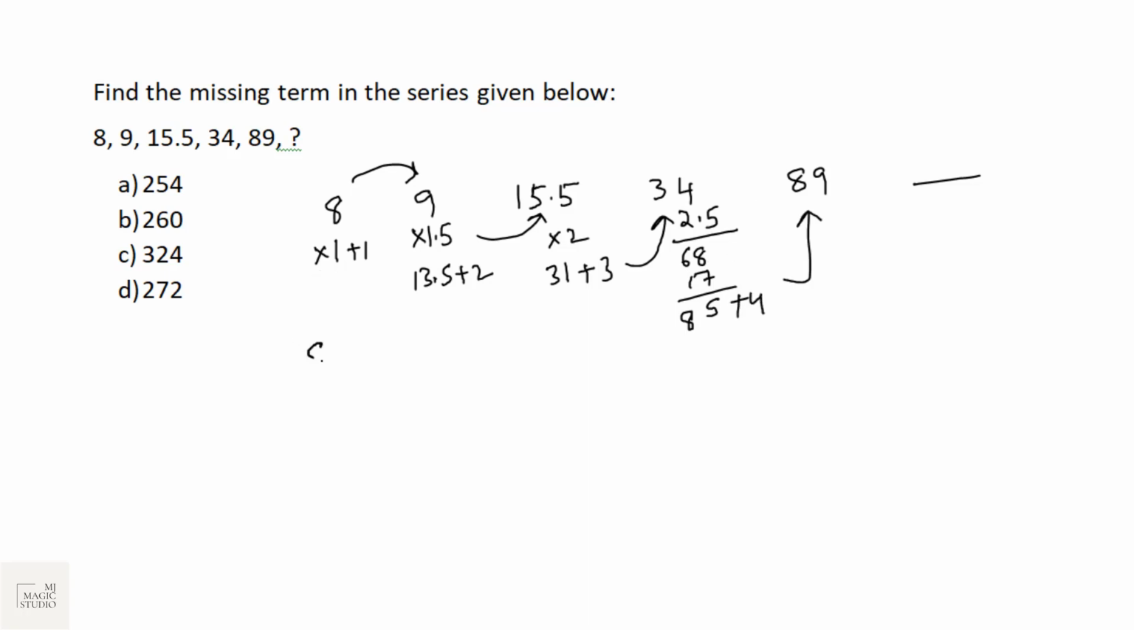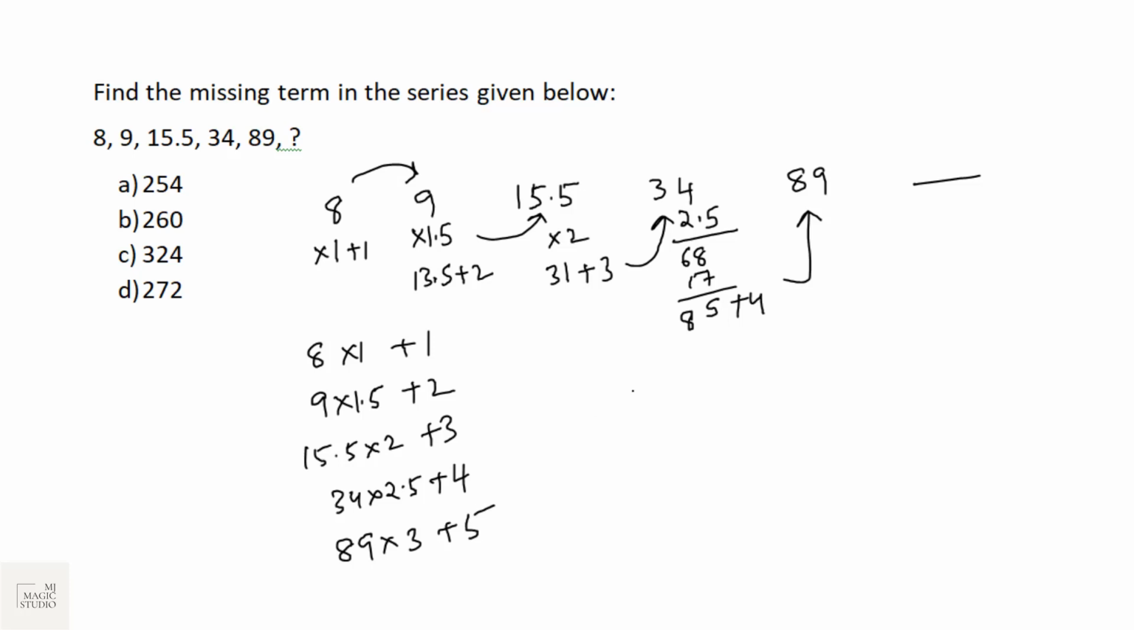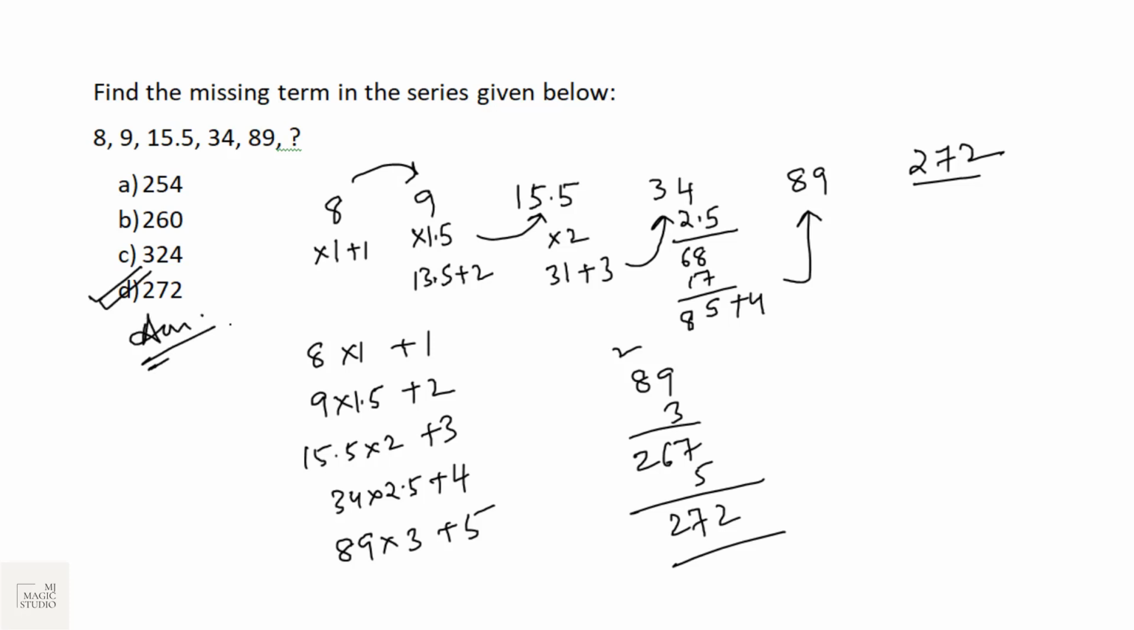So it is moving like 8 into 1 plus 1, 9 into 1.5 plus 2, then 15.5 into 2 plus 3, 34 into 2.5 plus 4. So next would be 89 into 3 plus 5. Let's check. 89 into 3, 267 plus 5 is 272. So next term should be 272, and yes, that we have in option D.